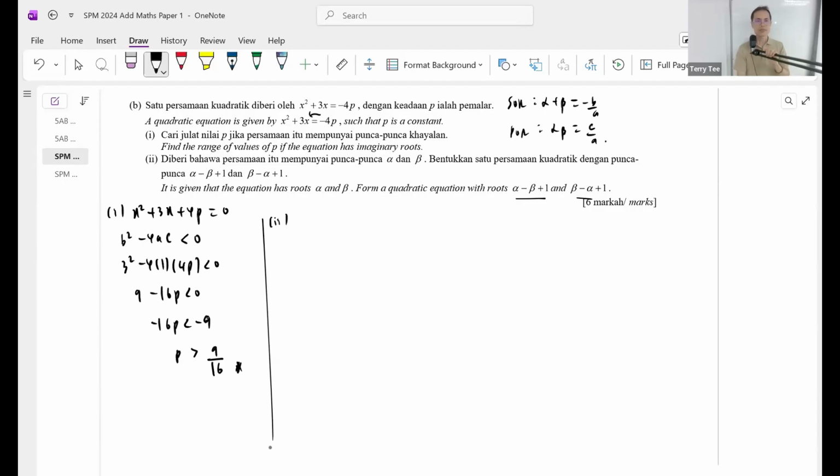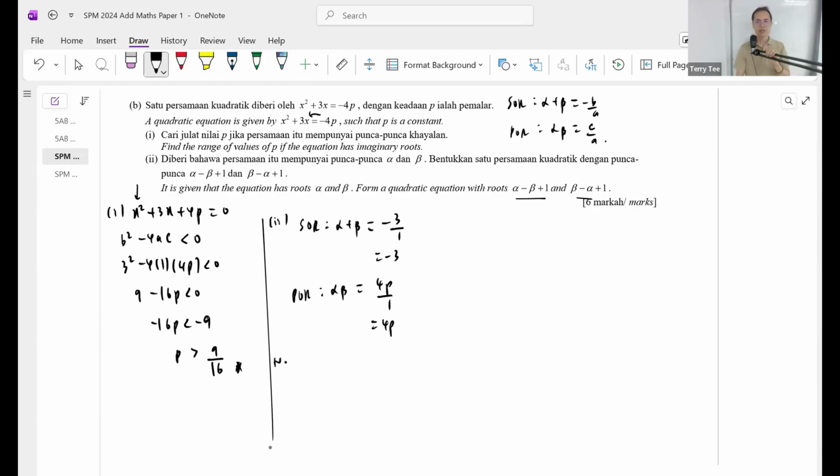So based on this equation here, my sum of roots alpha plus beta is negative b, b is 3, a is 1. I'll write the over 1 because nowadays they're very picky. They say you can't just use a formula, so you had better write the over 1 here. Your POR, alpha times beta, is c over a, which is 4p.